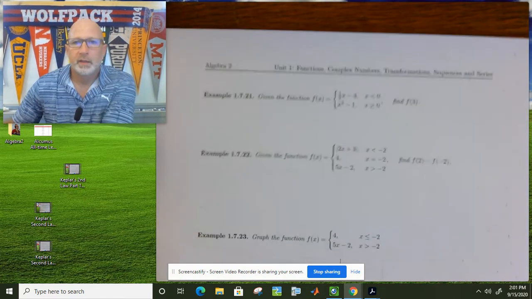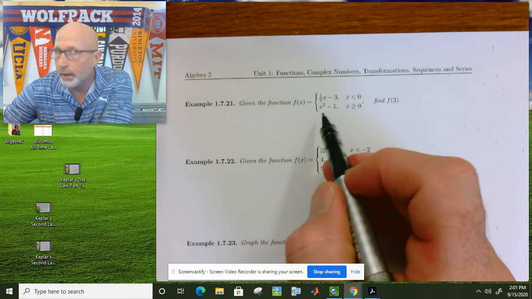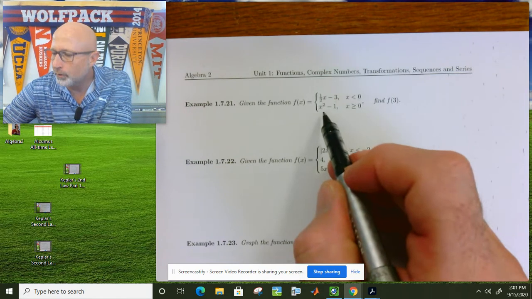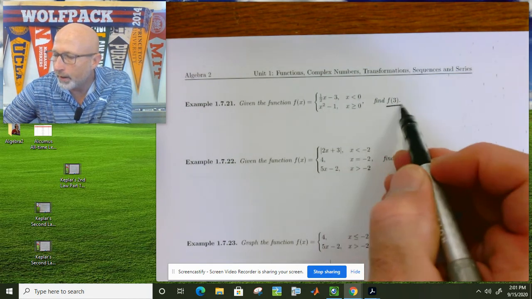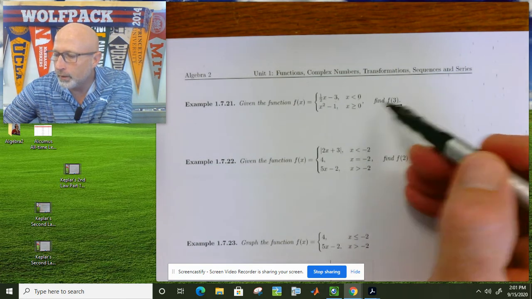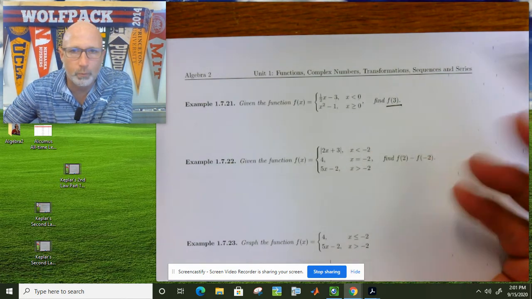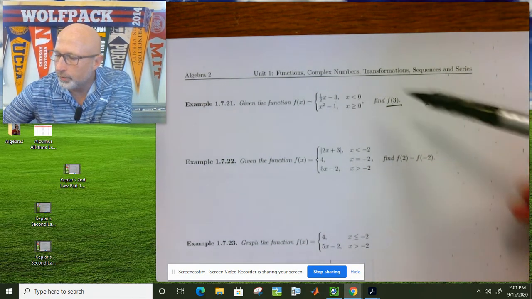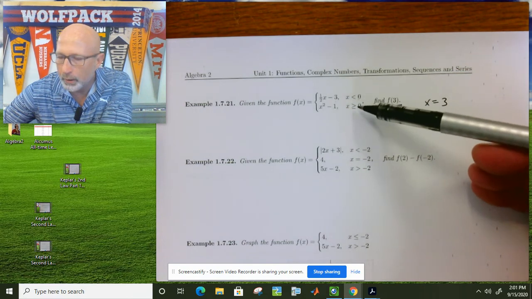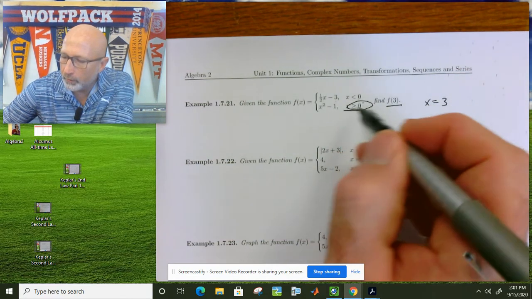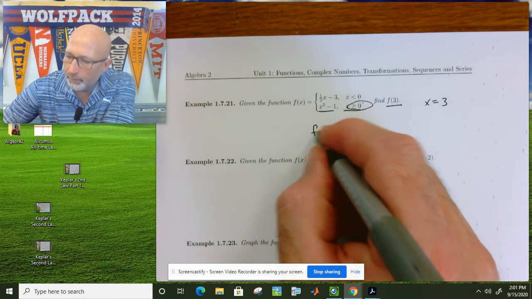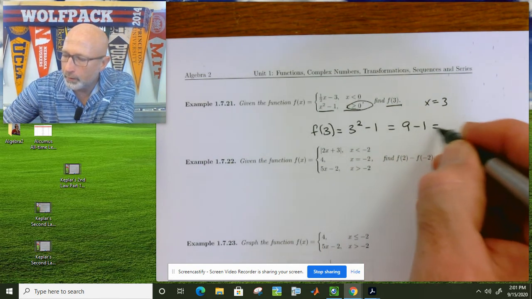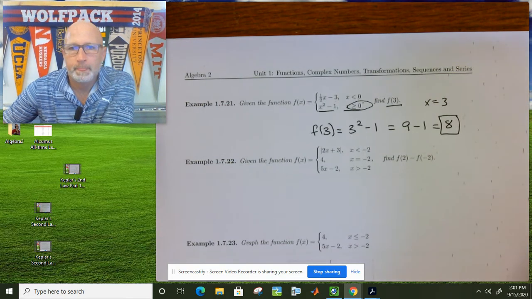Almost done. We're getting close. A few more pages left. Given the function f of x is equal to 1/2 x minus 3 and x squared minus 1, where the first equation works when x is less than 0, and the second equation works when x is greater than or equal to 0, you want to find f of 3. So you plug 3 into the top or bottom equation depending on where it qualifies. X is equal to 3. Is 3 less than 0, or is 3 greater than or equal to 0? It is greater than or equal to 0, so I'm going to use that equation. So f of 3 is equal to 3 squared minus 1. So 9 minus 1 gives you 8.